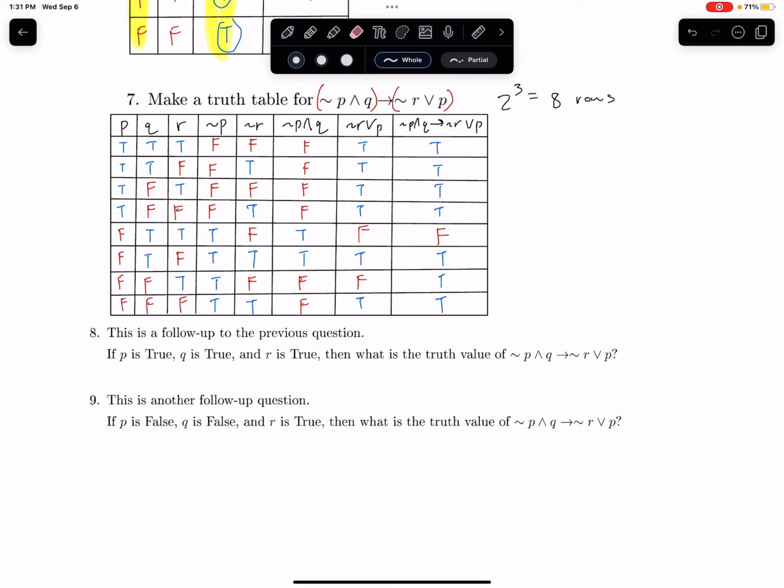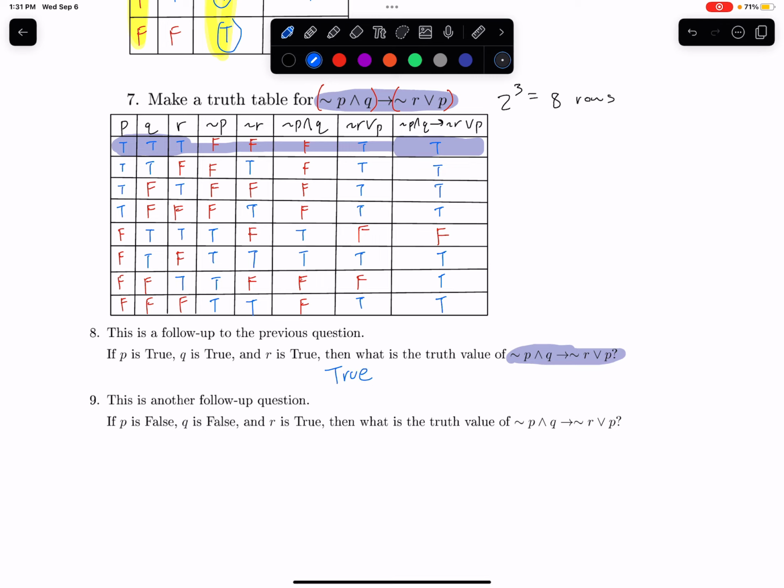Okay, number 8 says, if P is true, Q is true, and R is true, then what is the truth value of that big compound statement? And if you look carefully, this big compound statement, that's the one we just did in problem number 7. It's the same compound statement. So the question is, if P is true, Q is true, and R is true, what is the truth value? Well, here's where P is true, Q is true, and R is true, right there in the first column. So if I follow that first column all the way to the end, the truth value of that big compound statement is true, which means my answer is simply true.